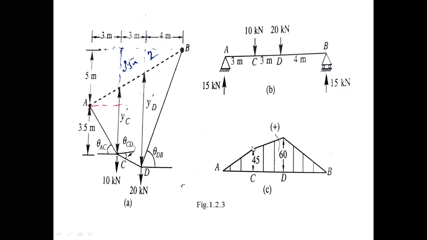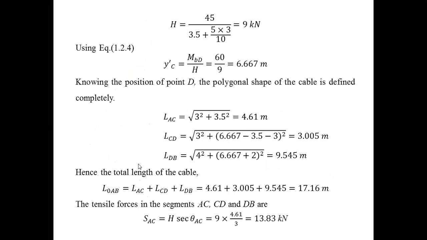You know the bending moment at C, M_BC, and the bending moment at D, M_BD, is 60. If you know y'_C and y'_D, then you can easily get the horizontal reaction. The numerator value, the denominator M_B value, is known in advance. Then you determine y'_C. So how is it? Let us see.